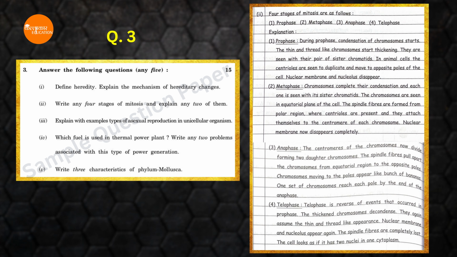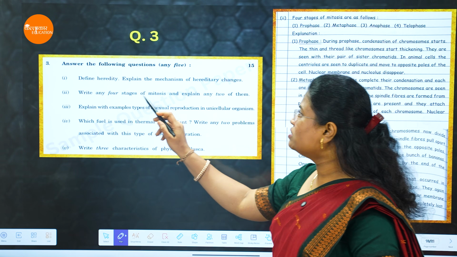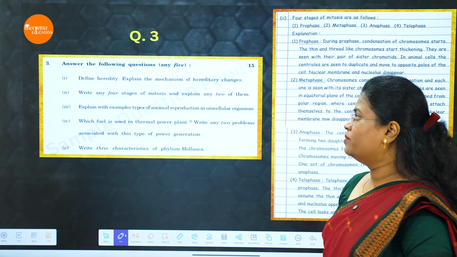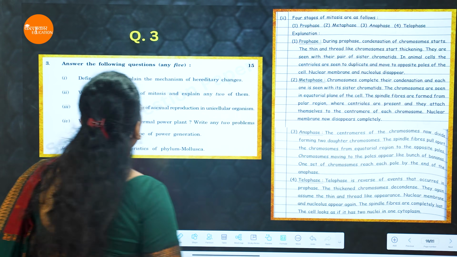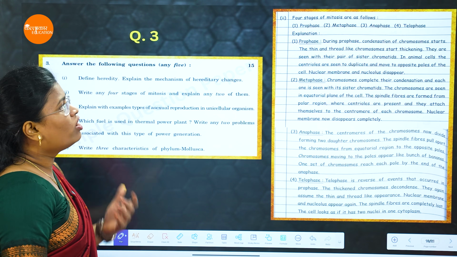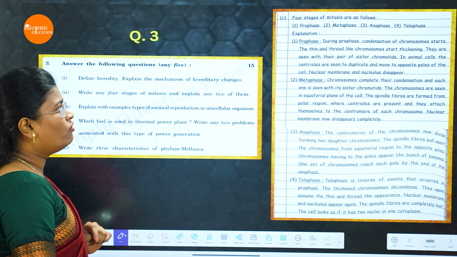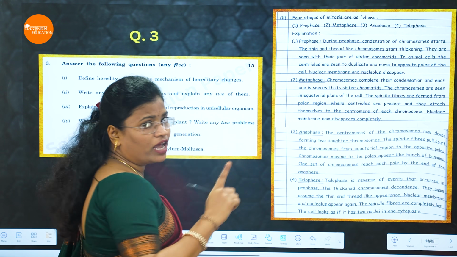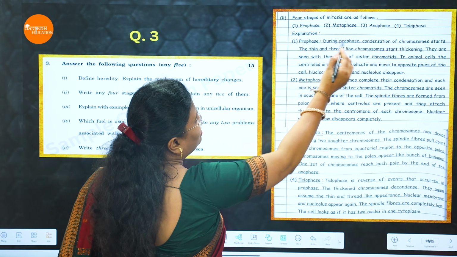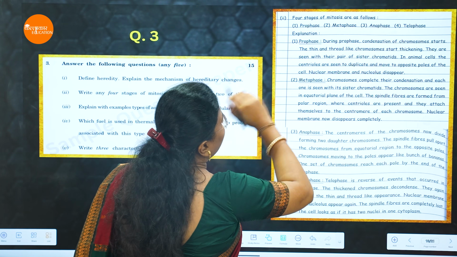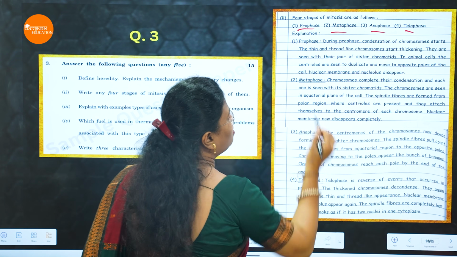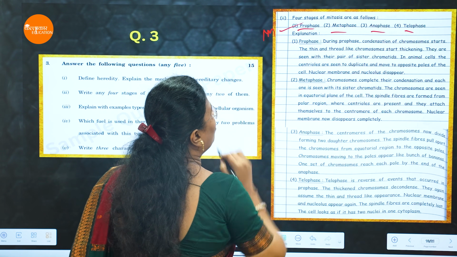So moving towards the next question: write any 4 stages of mitosis and explain any 2 of them. So you have to first write what those 4 stages of mitosis are. This is very important because you will get 1 mark for listing these phases. So what are these 4 stages? Prophase, metaphase, anaphase and telophase. For this you will get 1 mark.